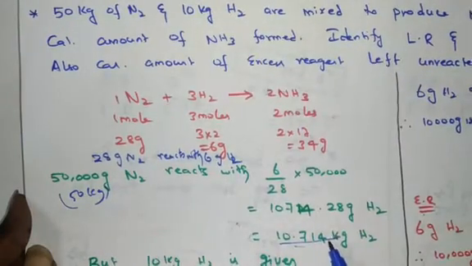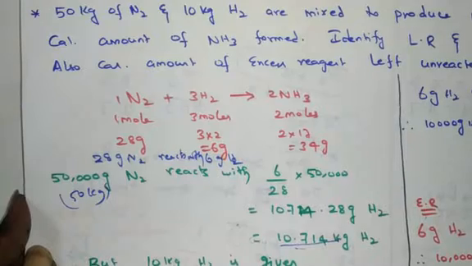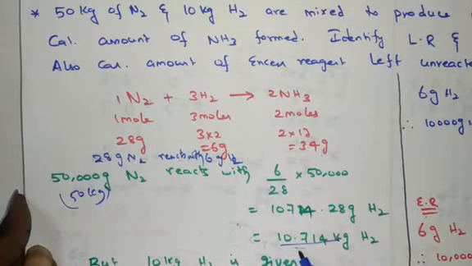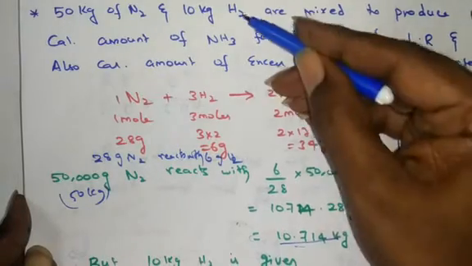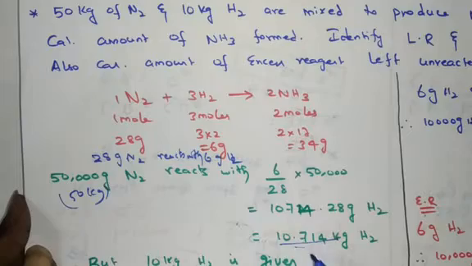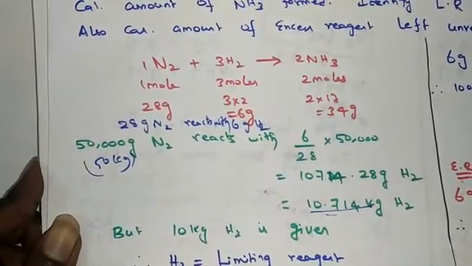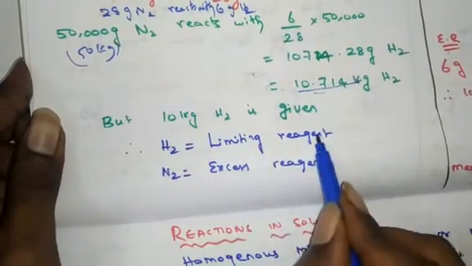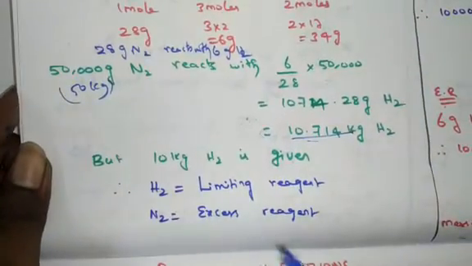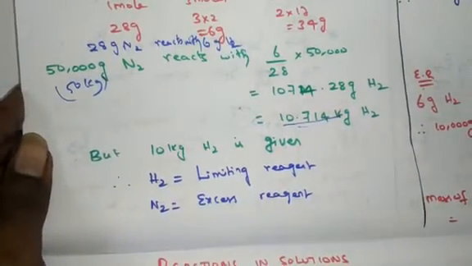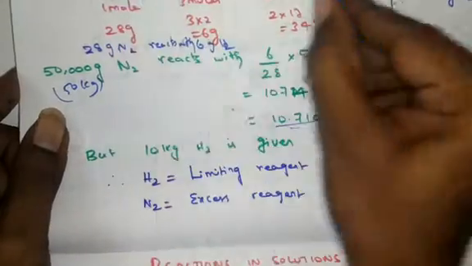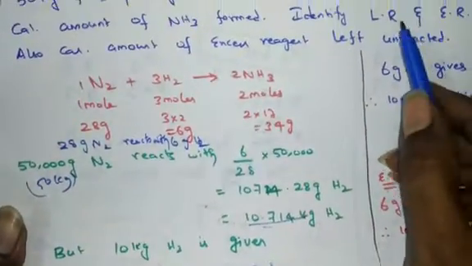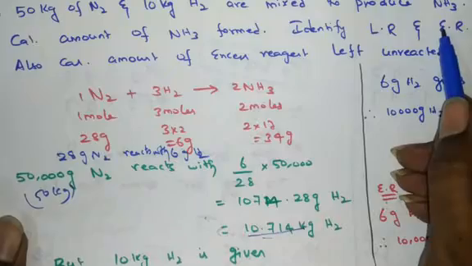So this is your limiting reagent, because 10.7 kilograms of hydrogen is required, but they gave only 10 kilograms. So the mass present is less than the actual required. So 10 kilograms of hydrogen is given. Therefore, hydrogen is the limiting reagent and nitrogen is the excess reagent. So this is how we identify which is the limiting reagent and which is the excess reagent. Limiting reagent is hydrogen, excess reagent is nitrogen.